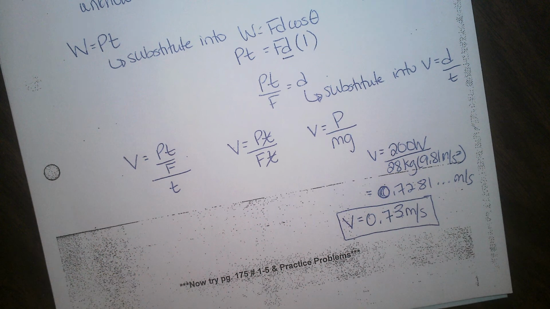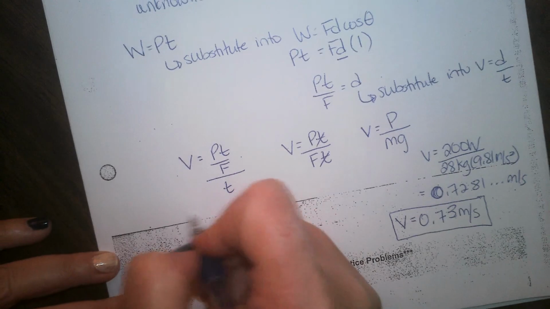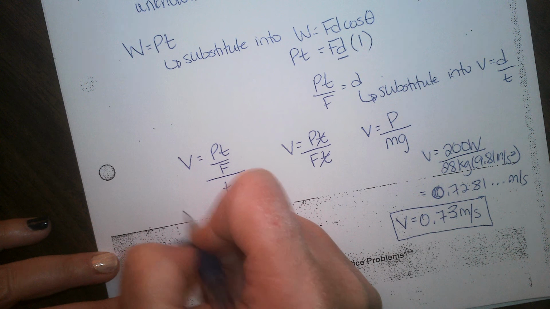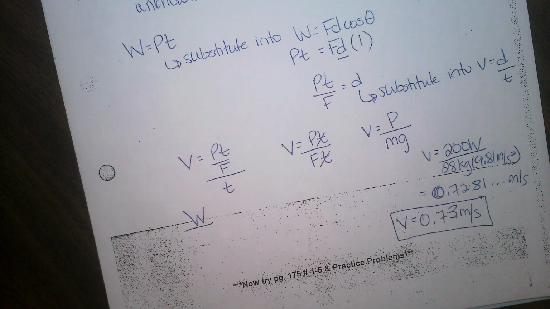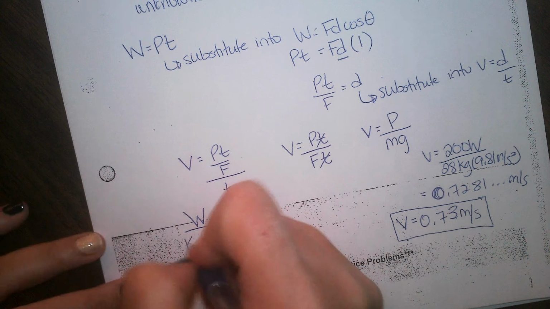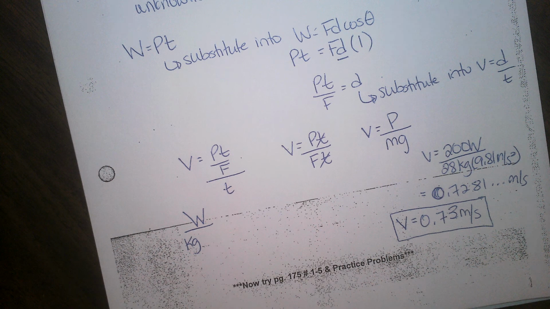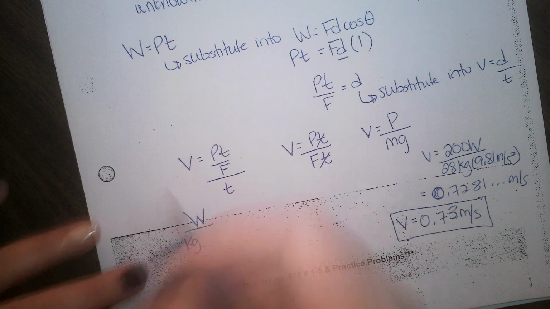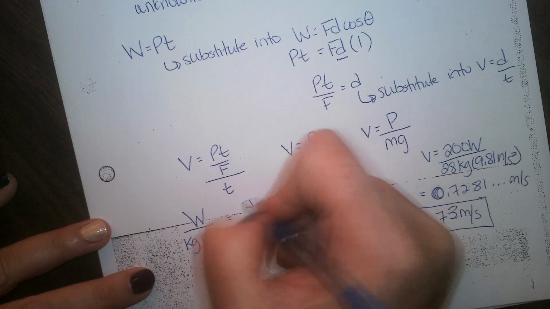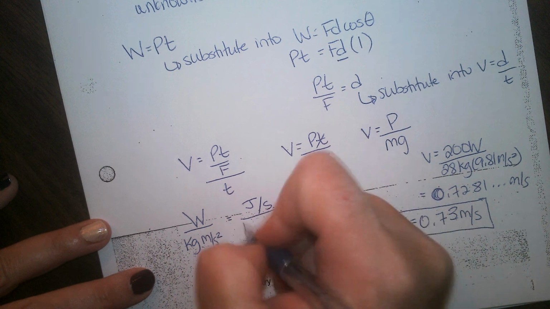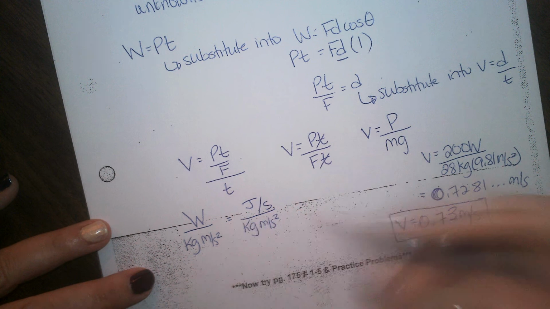Okay. Let's not stop there. Let's prove that we can get velocity from power over mgh. Power is measured by what unit? A watt per. Mass is measured by kilograms. And gravity is measured by meters per second squared. Okay, a watt is a joule per second, kilograms, meters per second squared.